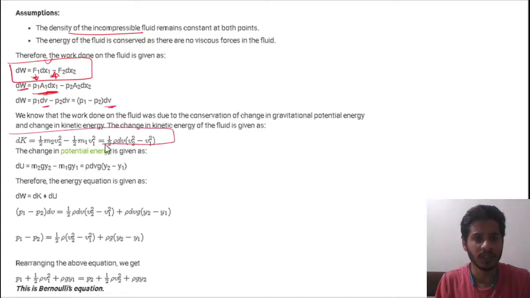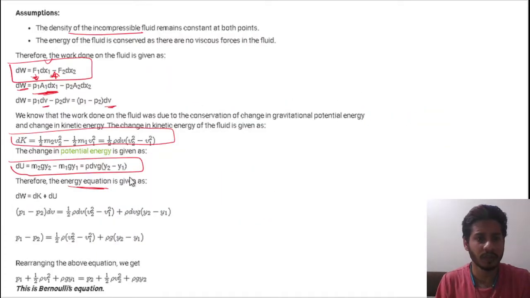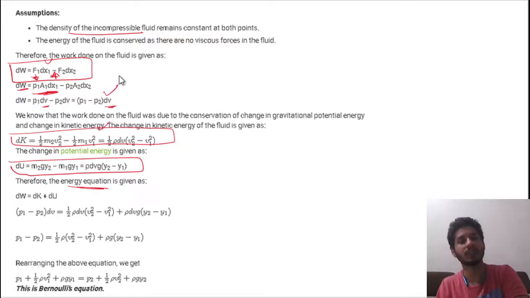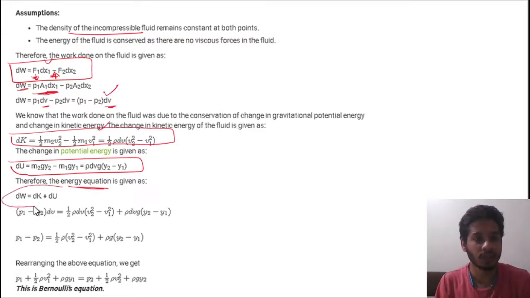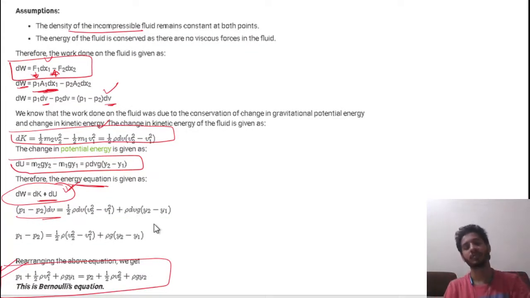Then the work done is equal to the change in kinetic energy. We will equate this, and from the energy equation there is also potential energy due to the height. Due to this height there will be potential energy, kinetic energy, and pressure energy, so all these energies need to be conserved. The work done is equal to the summation of kinetic energy and potential energy. We'll put in the values and, rearranging, we will get P1. This is basically the Bernoulli equation.